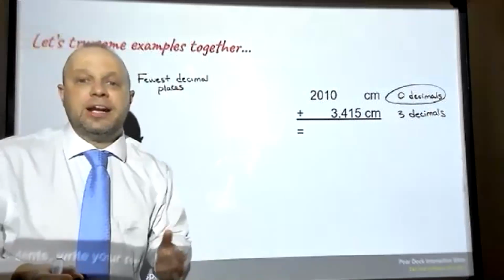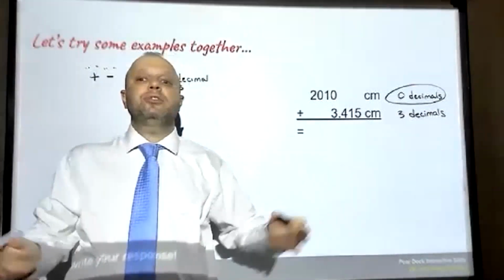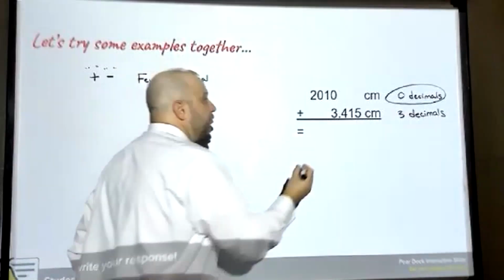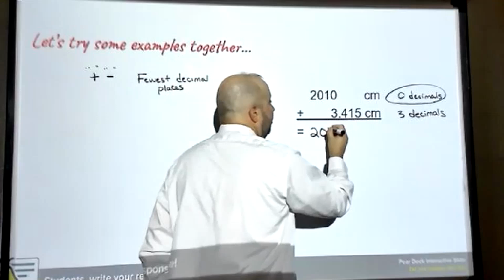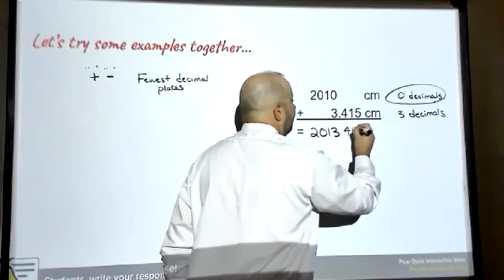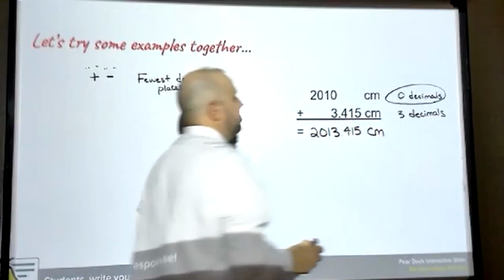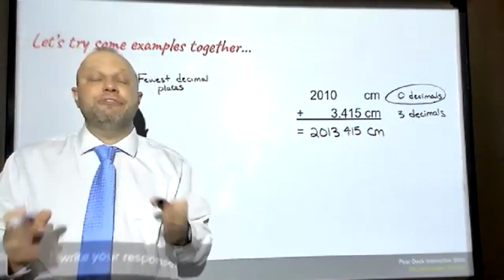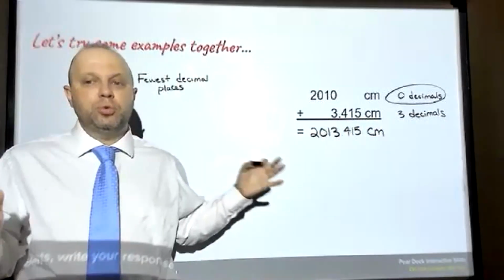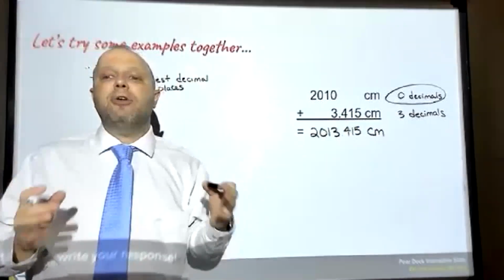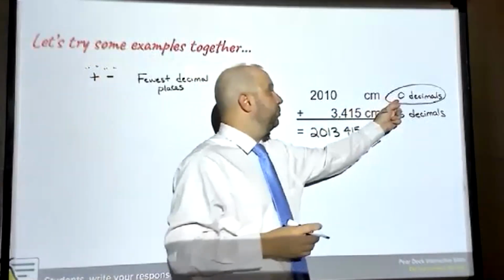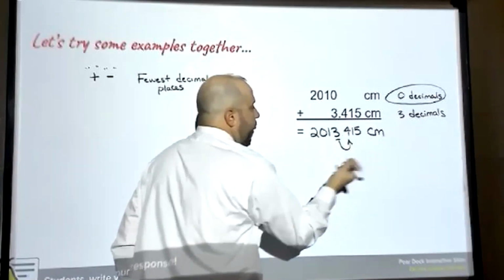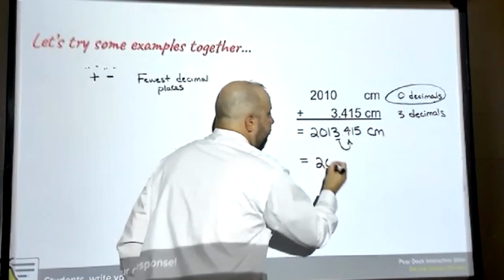So first thing that I would like you to do, and you've been doing this for years, get your full answer. Type it into the calculator, get your full answer. So in this case, we have 2013.415 centimeters. So that's the full answer. However, we need to account for the significant figure rules, and in this case, we need to get our answer to have 0 decimals. So that means we're going to go to this point right here. We'll look behind it. It's just a 4.